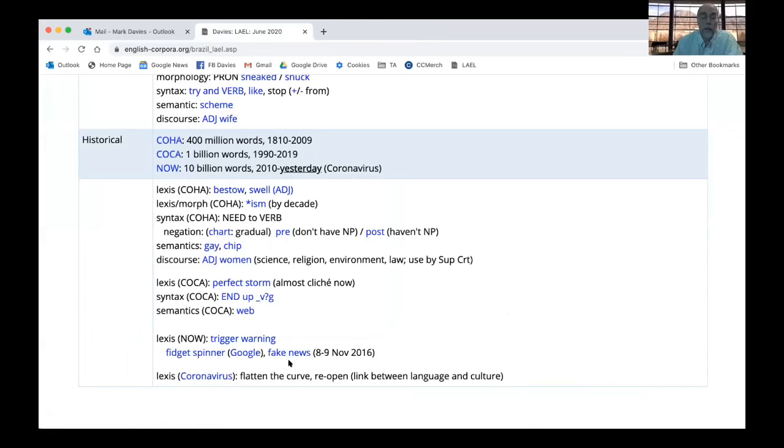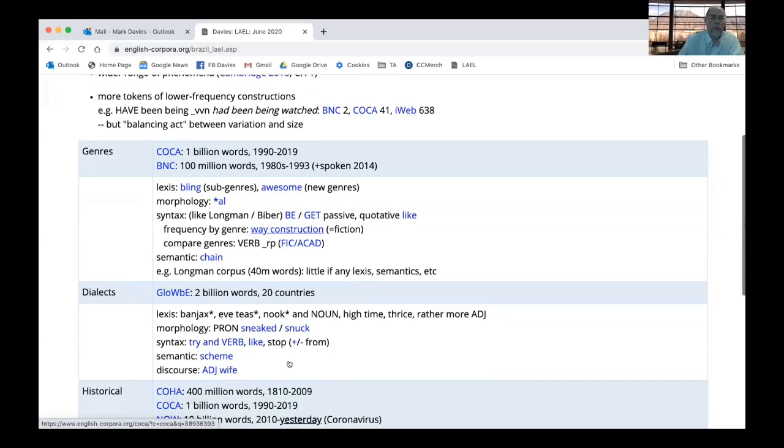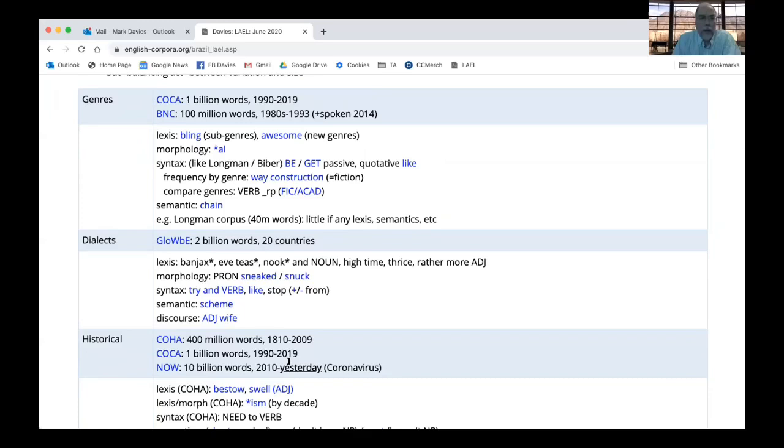Okay, so I've got about 45 minutes. I think that was the time that I had. So again, the point here: looking at genre-based variation, dialectal variation, historical variation, using large corpora, lots of things you can do.